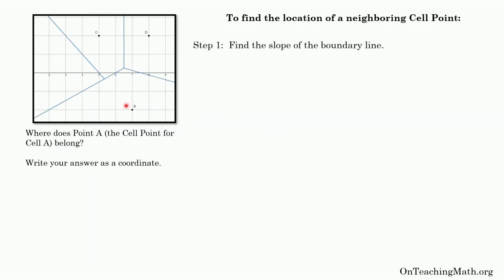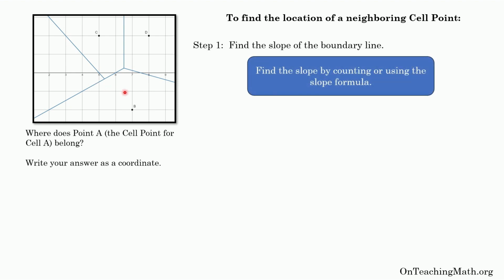The very first thing we're going to do is find the slope of the boundary line. A couple of ways you can do that: you can either count or you can use the formula. I'm going to count on this one because it's really nice and clean. I've got a nice graph. Rise over run are both 2. The slope is -1. Now remember, it's negative because it's going down from left to right. So the slope of the boundary line is -1.